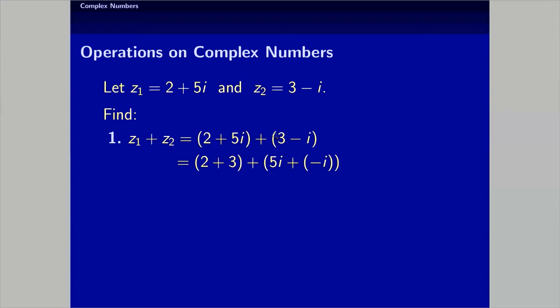So 2 plus 3, these two, and then 5i plus a negative I. So we have 5 plus 4i. In performing operations on complex numbers, you always make sure that the final answer is always in a plus bi form.